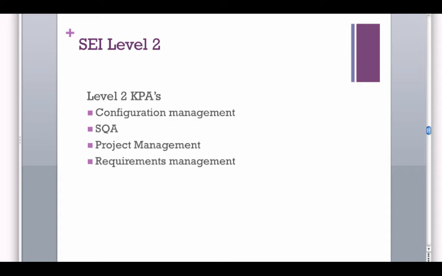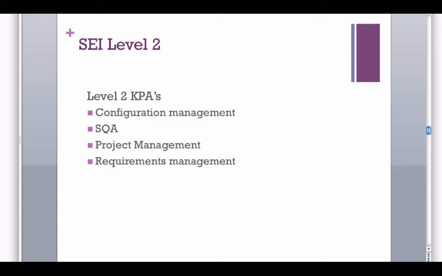At level 2, you have to have some project management skills. Some manager has to know what milestones to define and be able to estimate how long things are going to take and how much things are going to cost.